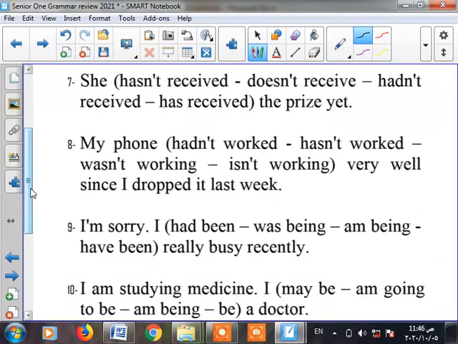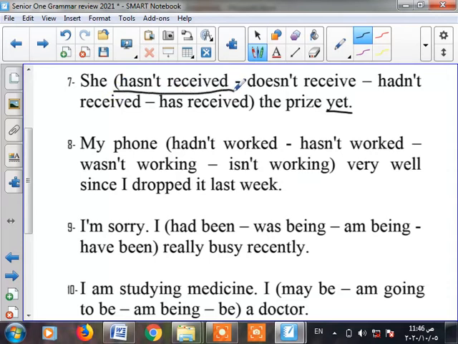Number 7: she does the prize yet. Here you have the word yet, and yet comes at the end of the negative sentence, and we have to use haven't or hasn't plus PP, the past participle. So in that sentence we're going to use: she hasn't received.